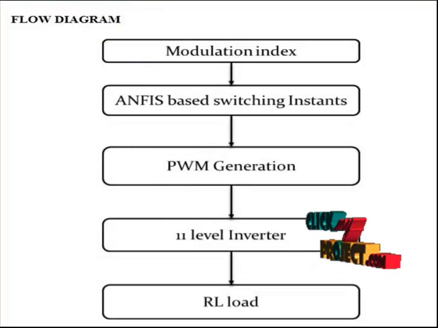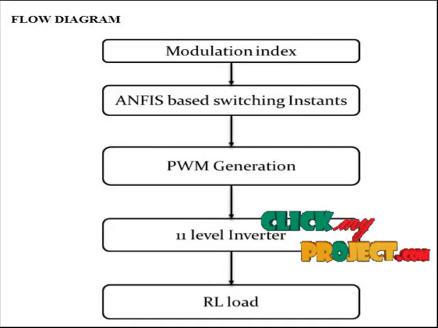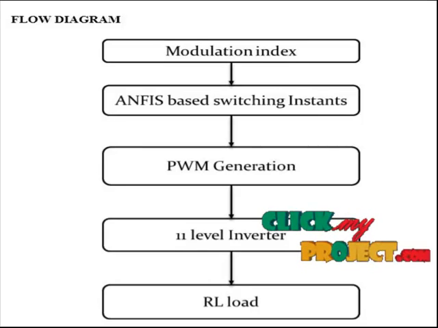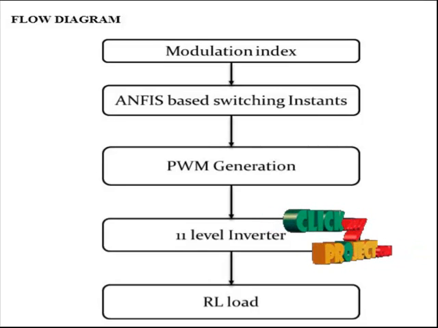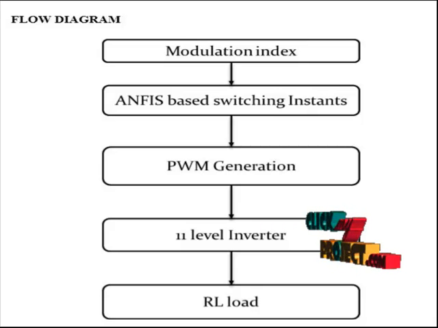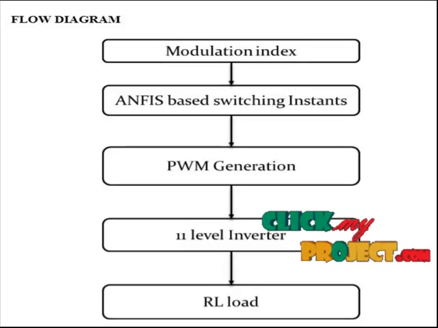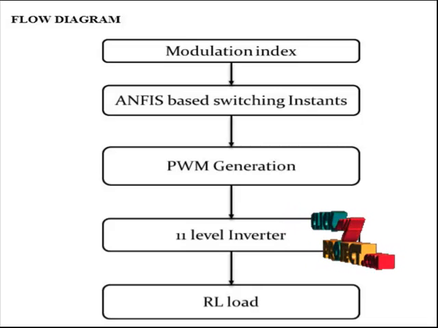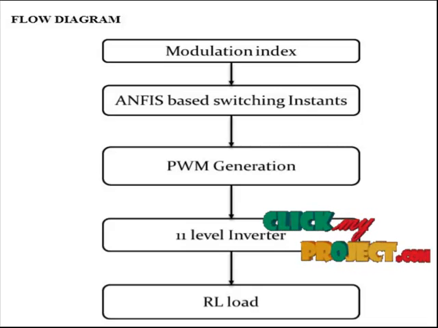Next, the system architecture of the proposed system, which consists of 5 individual blocks. They are the modulation index, ANFIS based switching instance, PWM generation, 11-level inverter, and FFT analysis blocks. Modulation index is the ratio of the reference signal to the carrier signal, which is given to the ANFIS based switching instance block as an input.